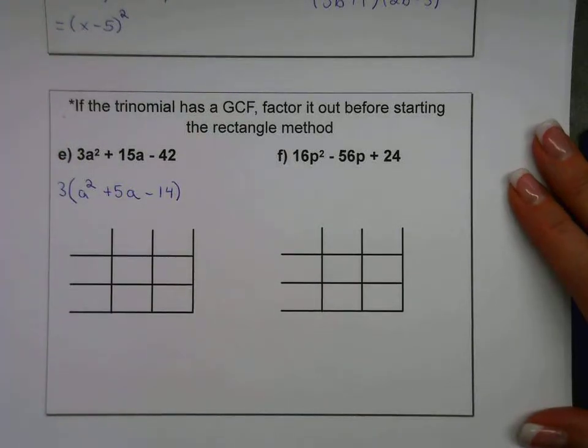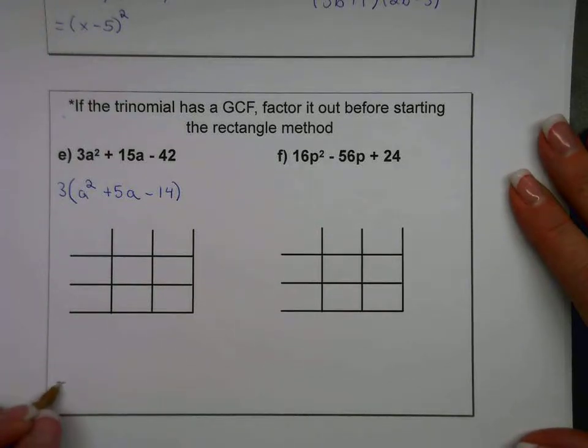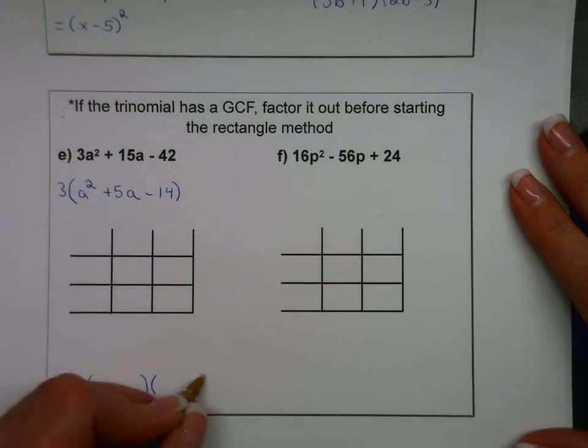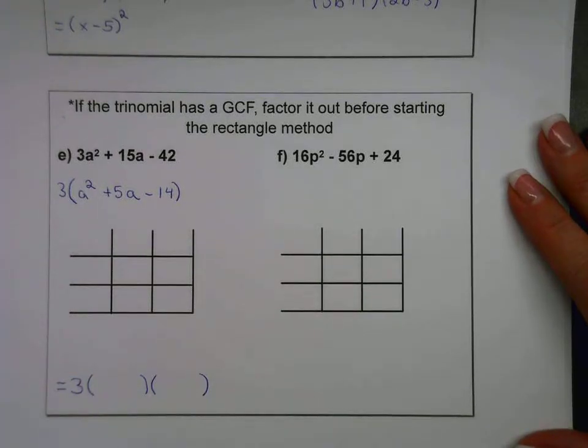Now, when I factor with the rectangular model, I'm going to ignore the 3. What I'm going to do with the 3 is put it at the bottom as a factor. Following the 3, I'm going to have 2 sets of brackets, but I haven't found out what to put in the brackets yet. So I ignore the 3 when I'm working with the table.